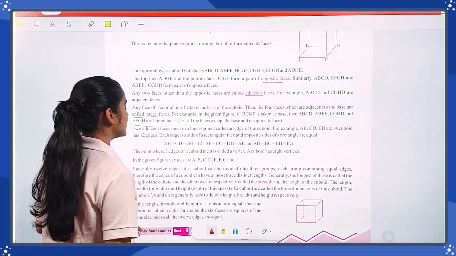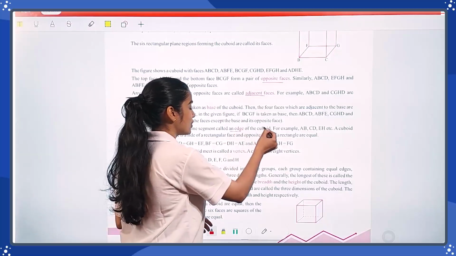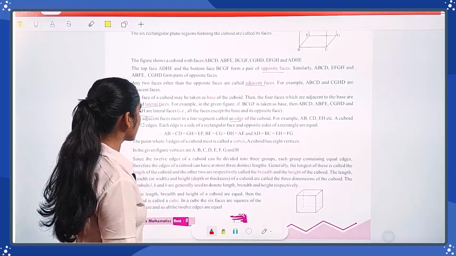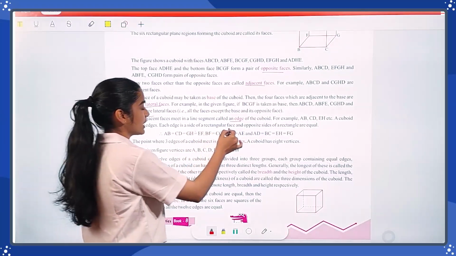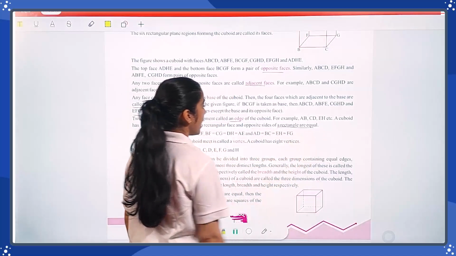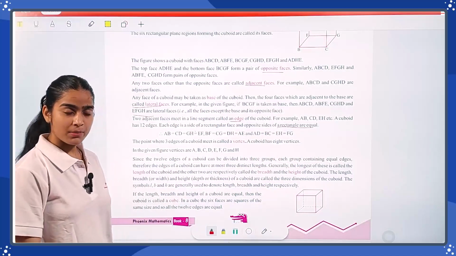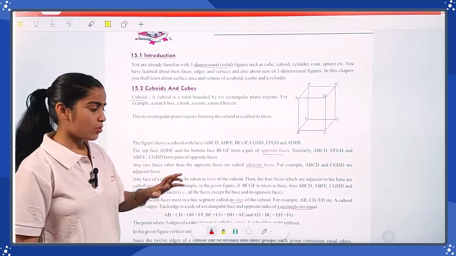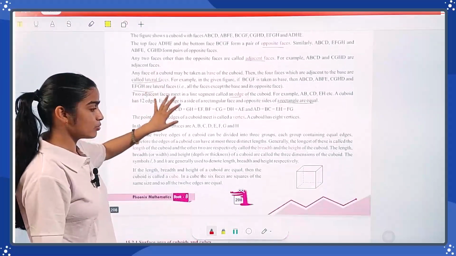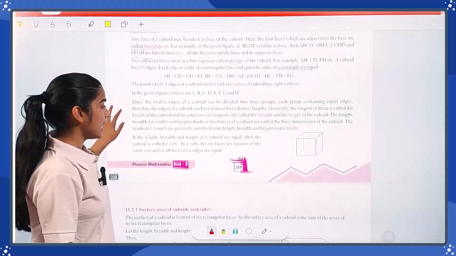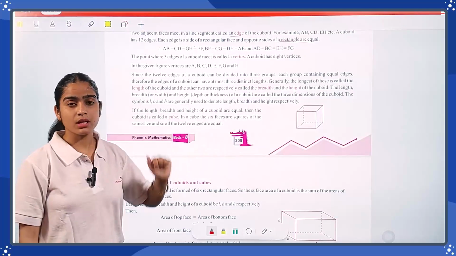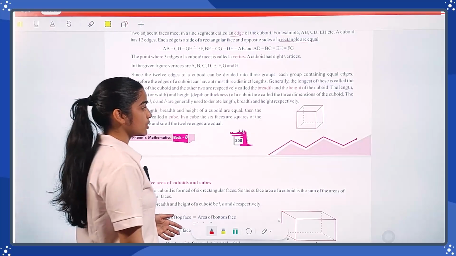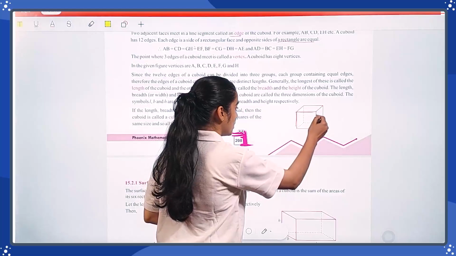Two adjacent faces meet in a line segment called an edge of the cuboid. For example, AB, CD, EH, etc. Our cuboid has 12 edges. Each edge is a side of a rectangular face, and opposite sides of a rectangle are equal. In our visualizing shapes chapter, we already learnt about the cuboid's faces, edges and vertices. I hope this whole part is clear to you and you don't have any doubt. The same portion we have for the cube, where we learnt about its edges, faces and vertices. And what is the 2D shape of the cube? It is the 2D shape of a square.